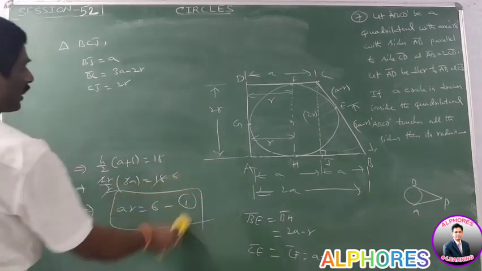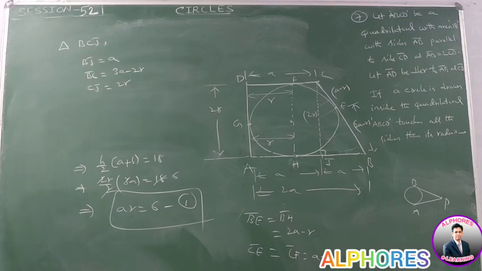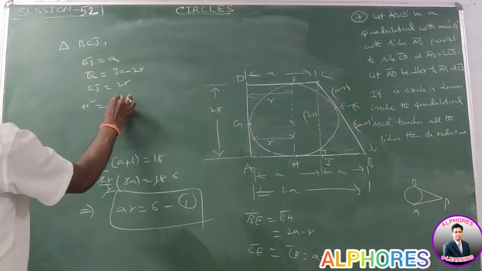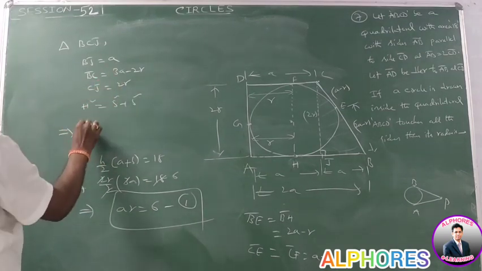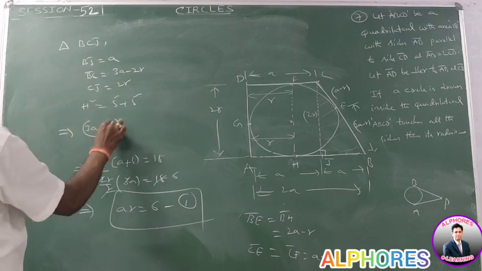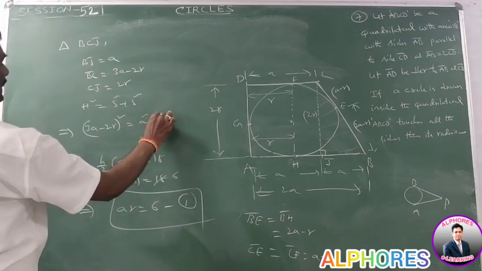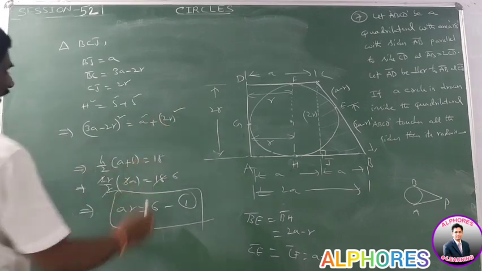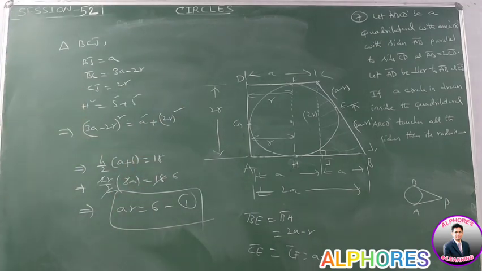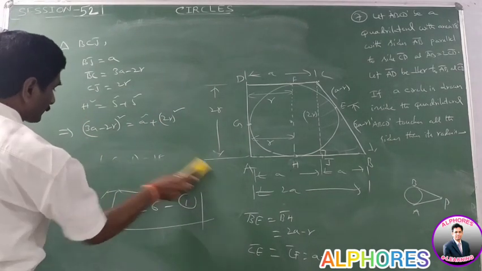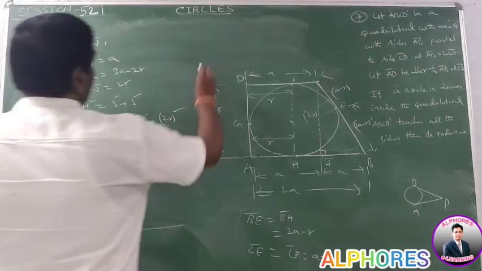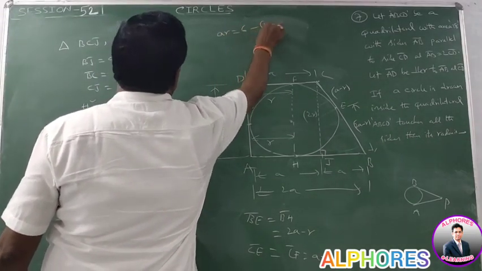It is a right angle triangle. By using the Pythagoras theorem, hypotenuse square is equal to side square plus side square. What is the hypotenuse? 3A minus 2R whole square is equal to A square plus 2R whole square. Okay. By using this property, we find the relation between A and R. That means AR is equal to 6. This is equation 1. AR is equal to 6.